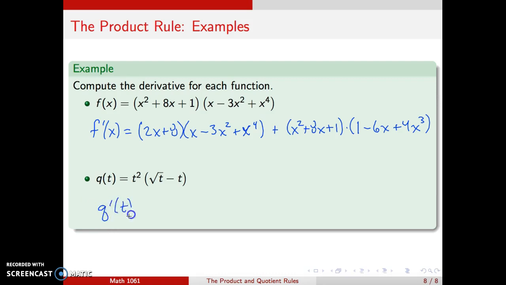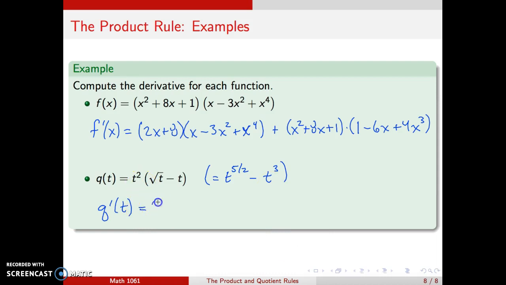For this one, when we introduced the power rule, we had to distribute that t squared. There's no way around it. So we would have said t to the 5/2 minus t cubed. Power rule, and you're in business. But we can use the product rule here.